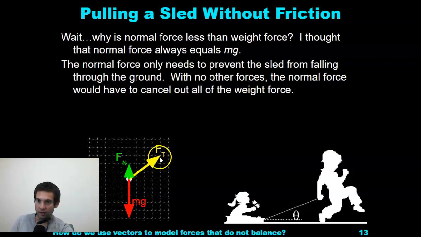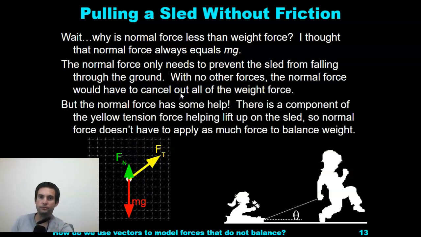And you can see if we break this vertical component up, it's 1, 2, 3 boxes up, plus 1, 2 of the normal force, also up. That should equal 5 boxes down. 1, 2, 3, 4, 5 down. So that all of the ups cancel all of the downs. The normal force has some help. There's a component of the yellow tension force helping lift up on the sled. So the normal force doesn't have to apply as much force to balance the weight.